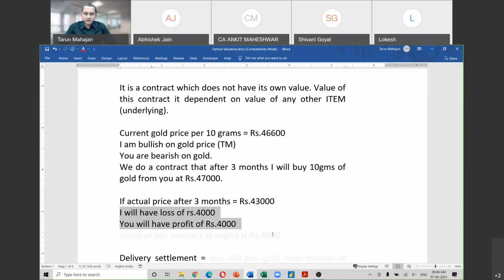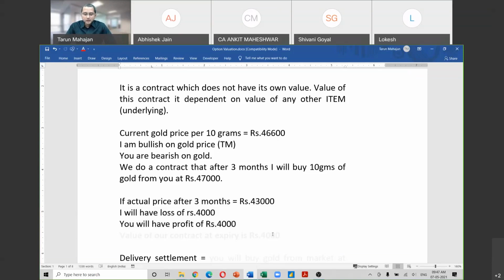Let's not do delivery settlement. Let's simply do the cash settlement. I agree that I sustained a loss of 4,000 and you made a profit of 4,000. So forget about gold delivery and everything. I will simply give you 4,000 rupees and this is how the contract will be settled. Any derivative contract may be settled in one of two manners, either by delivery or by price difference.